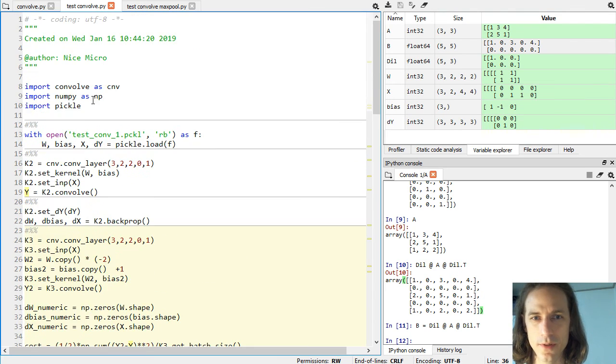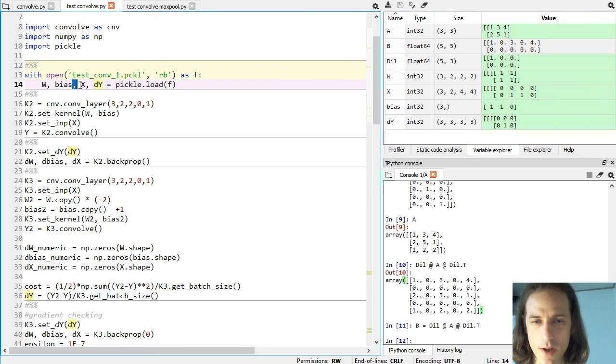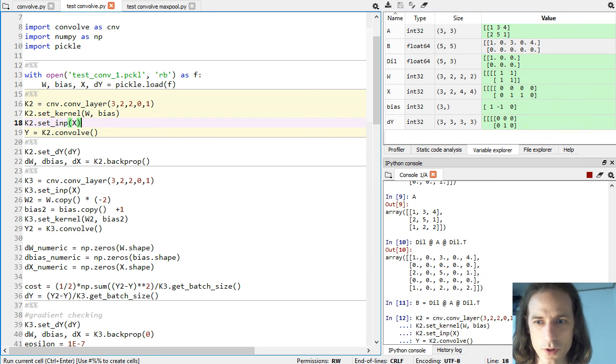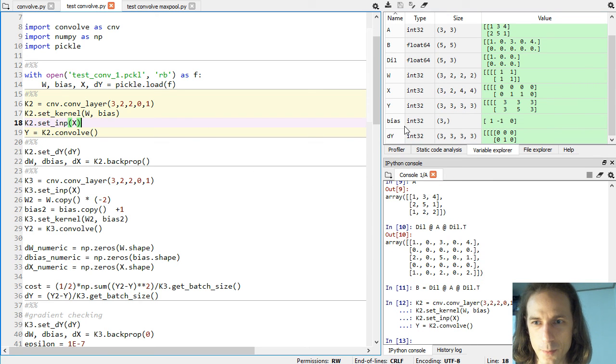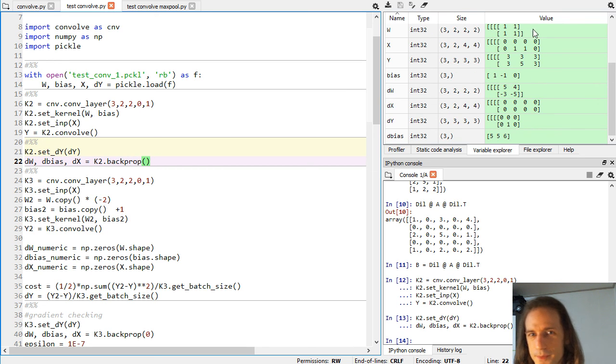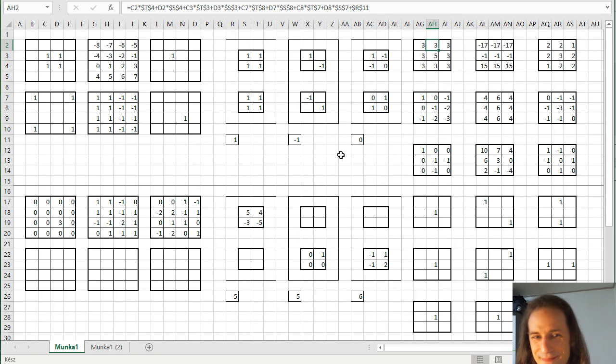So let's just do this testing here. I already imported W, S, X, and dy. And what I want to do is let's just make this convolution layer here. We got the Y, and then just set the dy and go back to the dW, the dS, and the dX, and we got all these things. And it's gonna be neat.